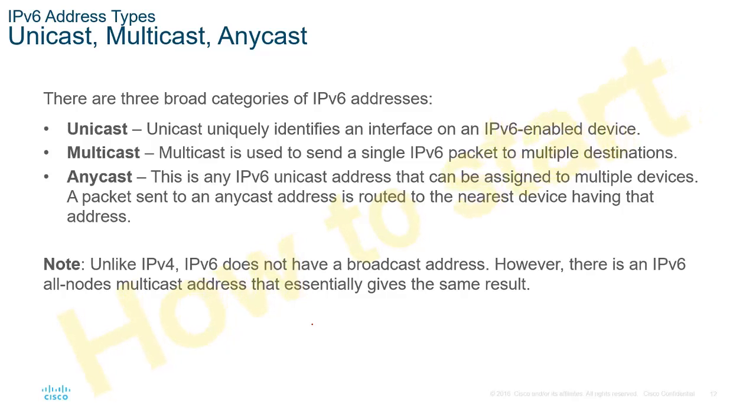Unlike IPv4, IPv6 doesn't have a broadcast address. We already know that. There is an IPv6 all-node multicast address that essentially is the same thing. So there's an all-node multicast that will act like a broadcast.